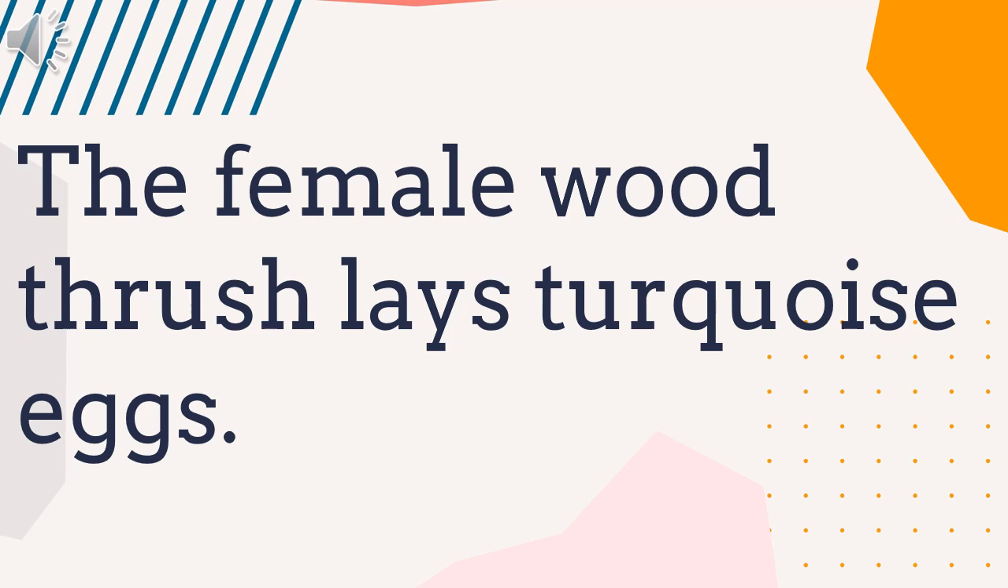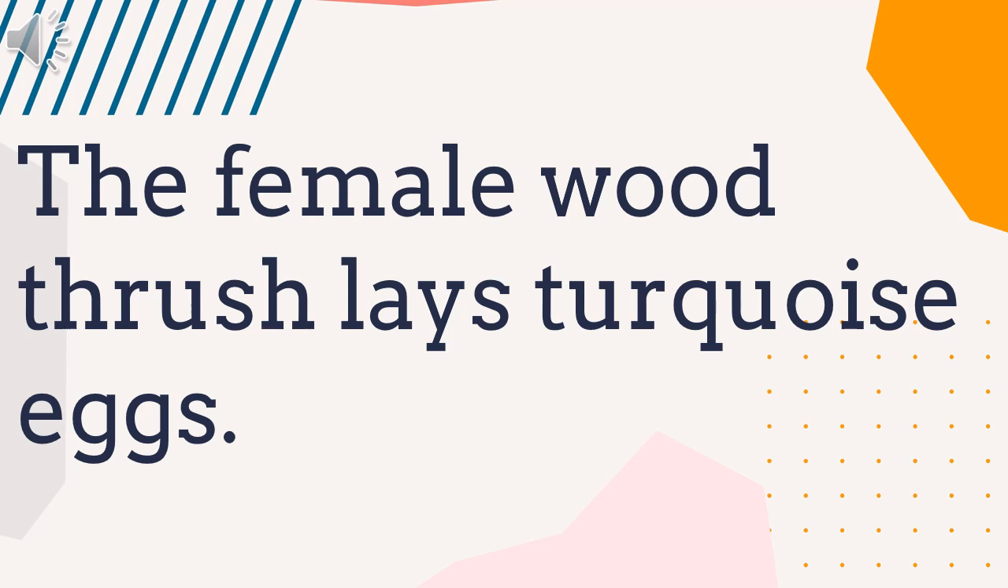The female wood thrush lays turquoise eggs. So she is laying eggs, and that's a trait of birds, is that they do lay eggs. I know it sounds like a behavior, but the fact that her eggs are turquoise, that she doesn't have any control over that. So this would be inherited. It would be an inherited behavior, which we could also call an instinct.